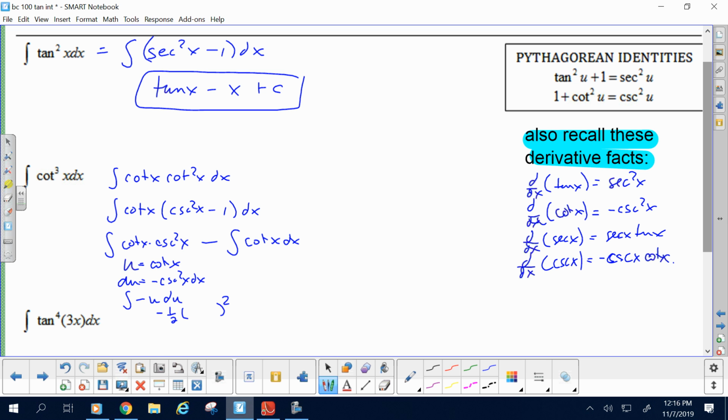I'm running out of room, so I'm going to integrate u sub back. Negative 1/2, what was u again? Cotangent squared. All right, we're cool there. And the other one, how do you integrate cotangent, or do we already just know it? It's natural log of absolute value of something. You follow?